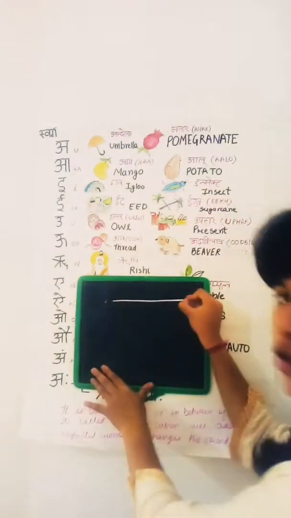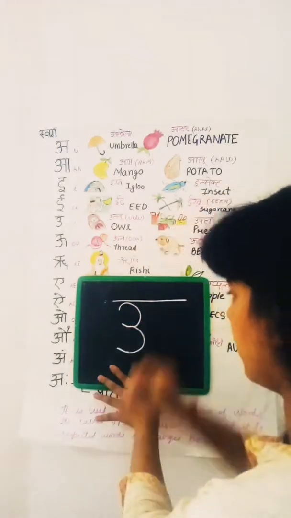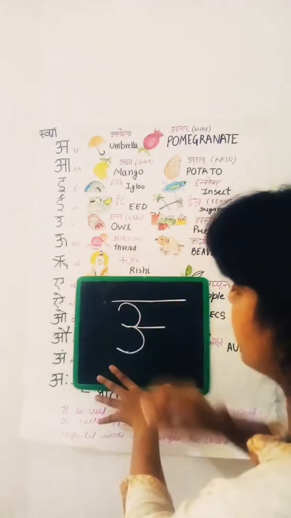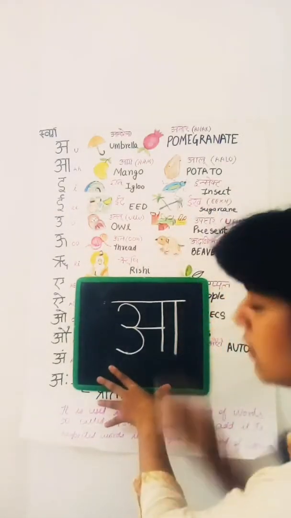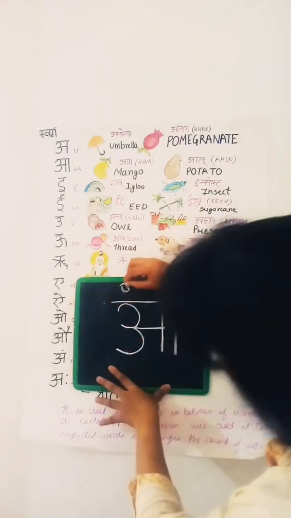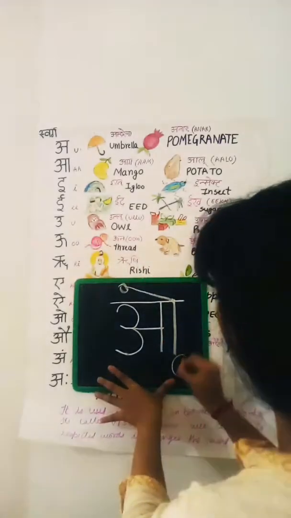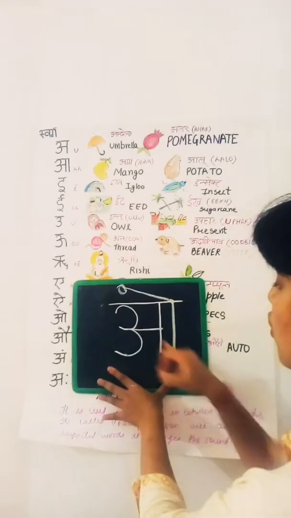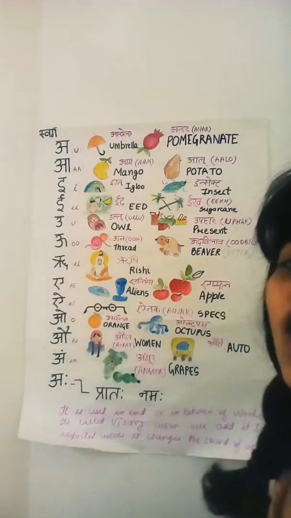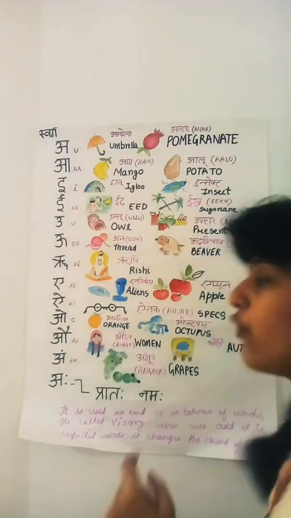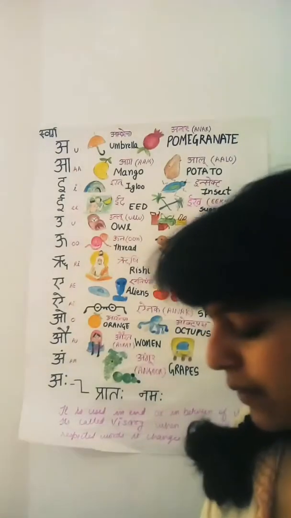First we make a horizontal line, then we make a half circle, another half circle, a horizontal line parallel to this line, a vertical line like this, another vertical line, we make a small circle, and then we make a line intersecting this point. So it sounds like O. Done? O for orange. O for octopus. Let's start with another word.